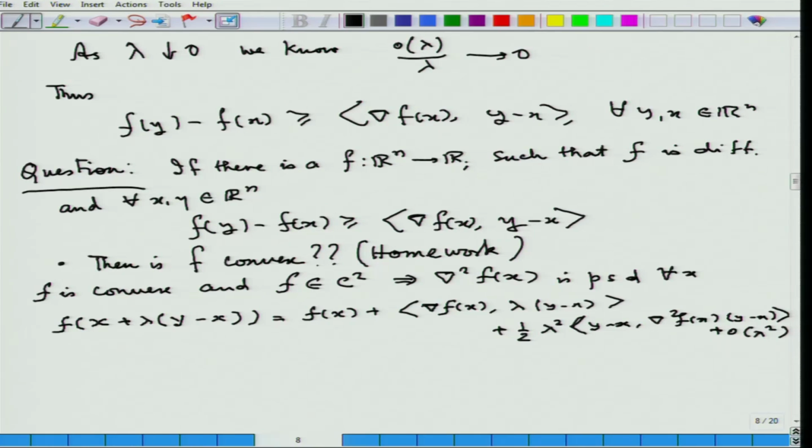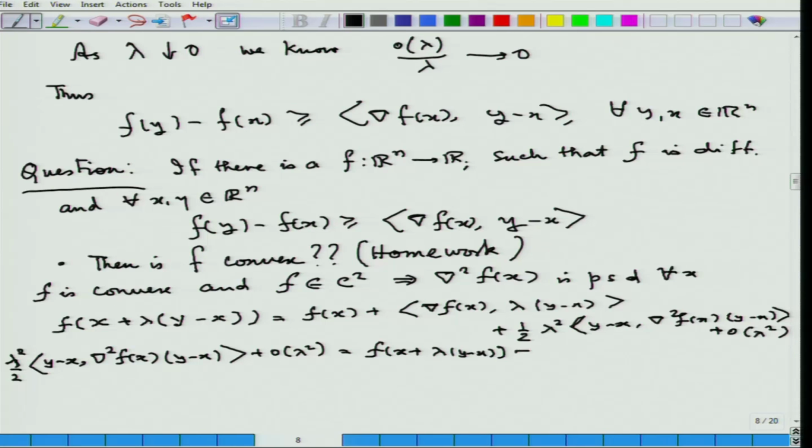Now, look at this fact. Here is where we will use convexity. So, I can write this whole thing as lambda square by 2 times y minus x, grad square of f x, y minus x, plus o of lambda square, equal to f of x plus lambda y minus x, minus f x, minus grad f x into lambda y minus x. But if you look at this, you can immediately know that this whole thing, by the convexity of f, is greater than or equal to 0.